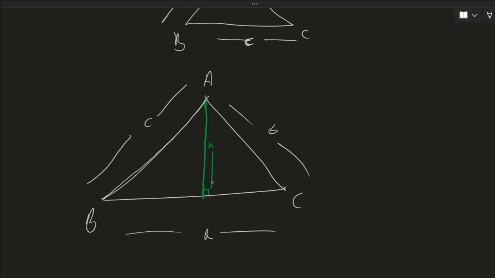Let's call its height h. Let's call this side x, and this side is a minus x, of course. So now it's almost over. Just apply basic Pythagoras here. x squared plus h squared equal to c squared, equation 1. Pythagoras in this triangle, and h squared plus x squared equal to b squared.